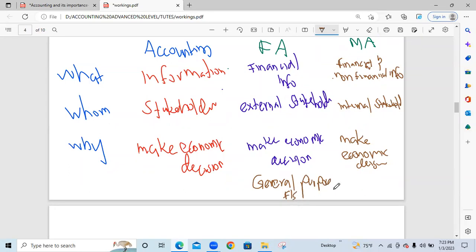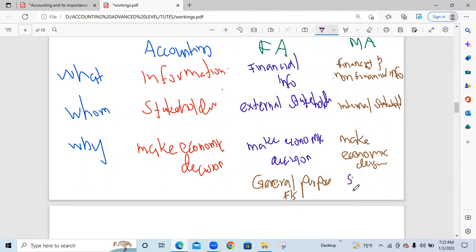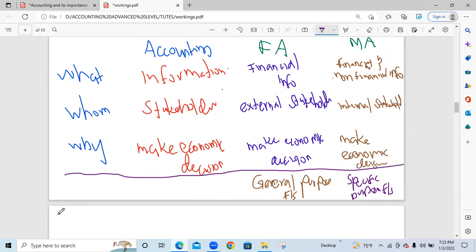While management accounting, we say, guys, prepares specific purpose financial statements. Specific purpose financial statements. So you can write this a bit separately, maybe. So guys, this is the purpose. Okay, so guys, say here, what is general purpose?